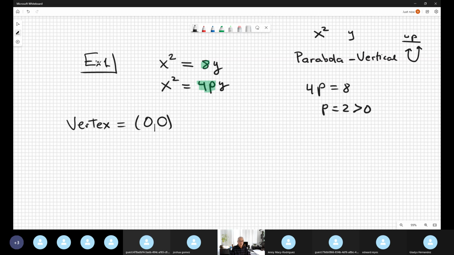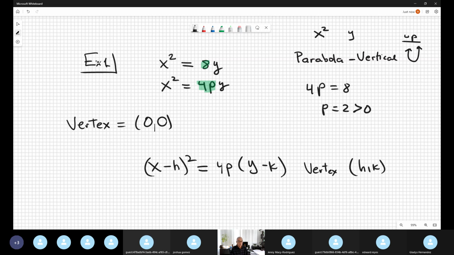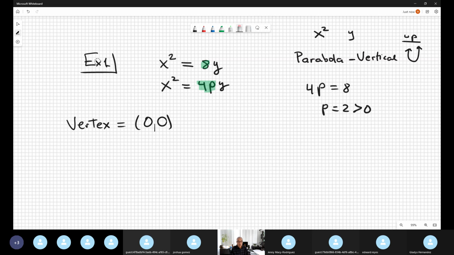In general, this equation for any situation is x minus h squared equals 4p times y minus k. This is the equation of a vertical parabola, of course, and the vertex is located at the point h, k. In this case, it's 0, 0 because I don't see any shift, horizontal or vertical.